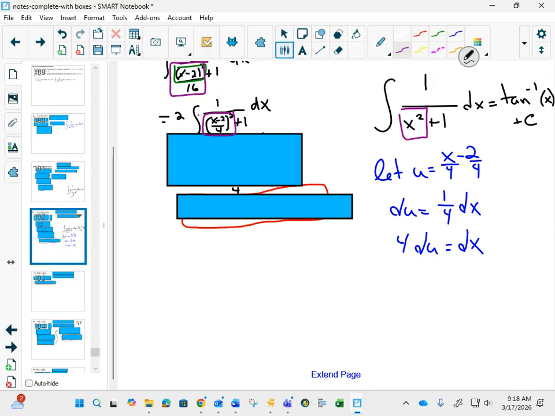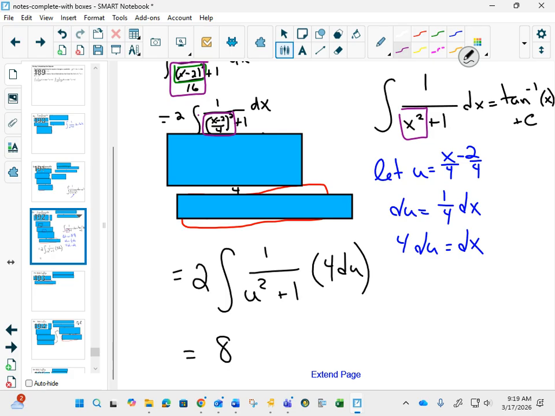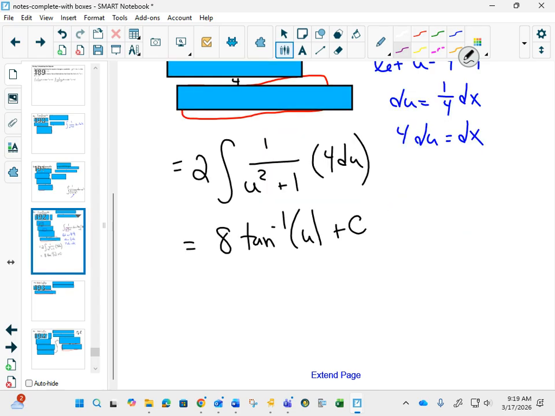So now taking that substitution, it's going to equal the integral of 1 over u squared plus 1, 4 du. That 4 can come out in front, making an 8, right? This is going to be tan inverse of u plus c.